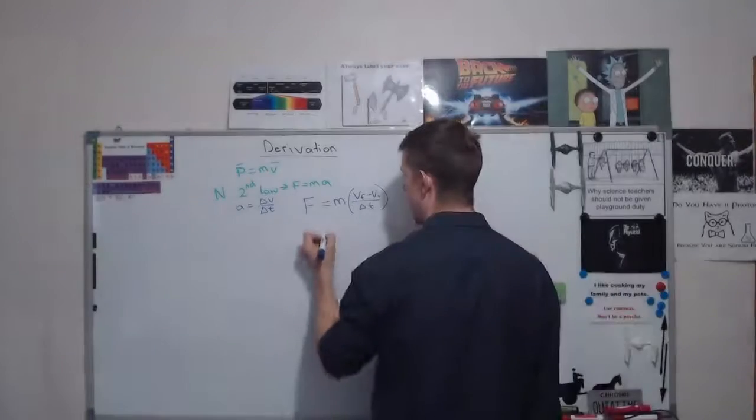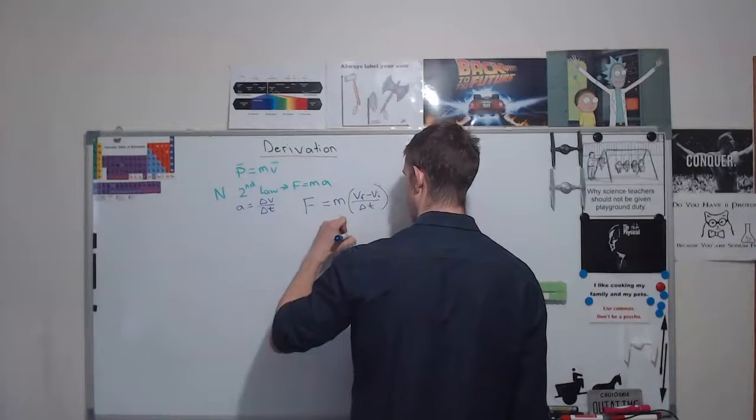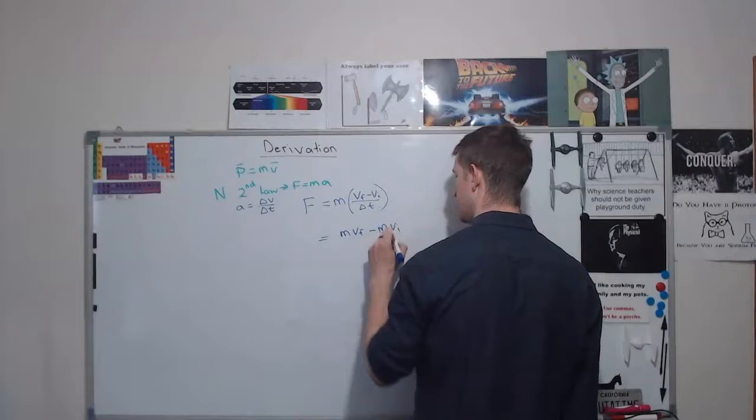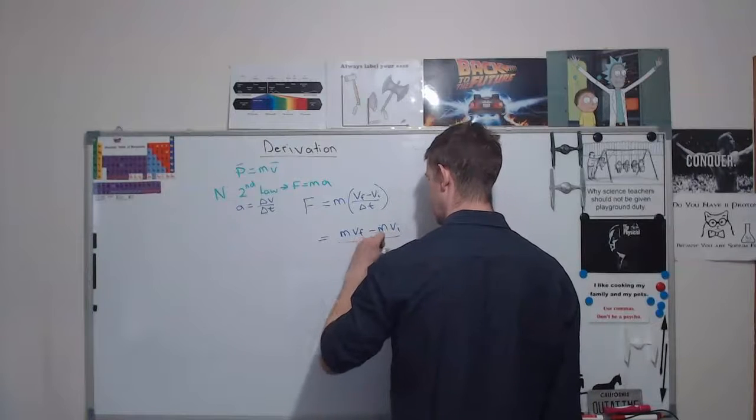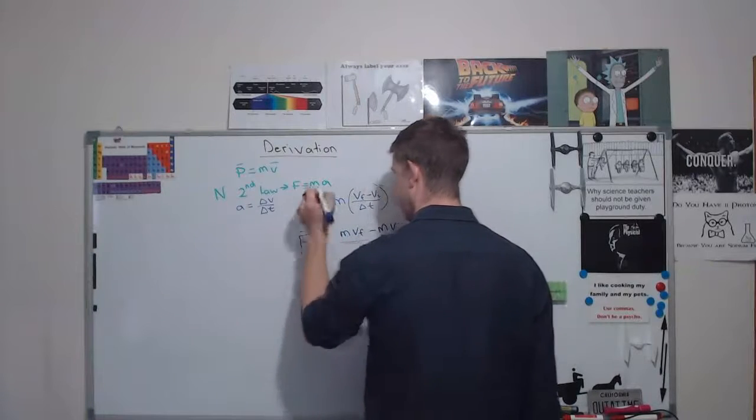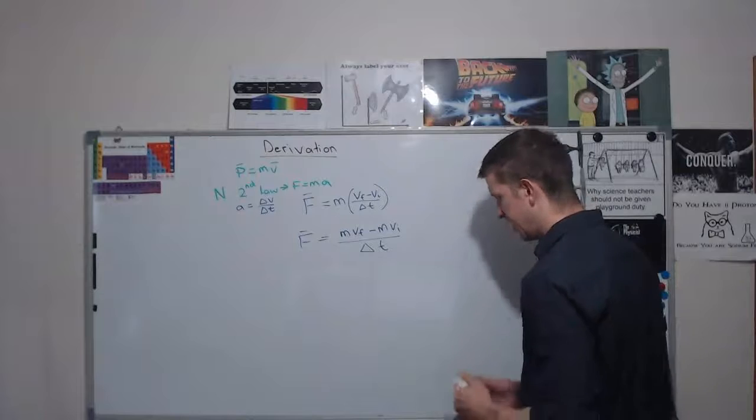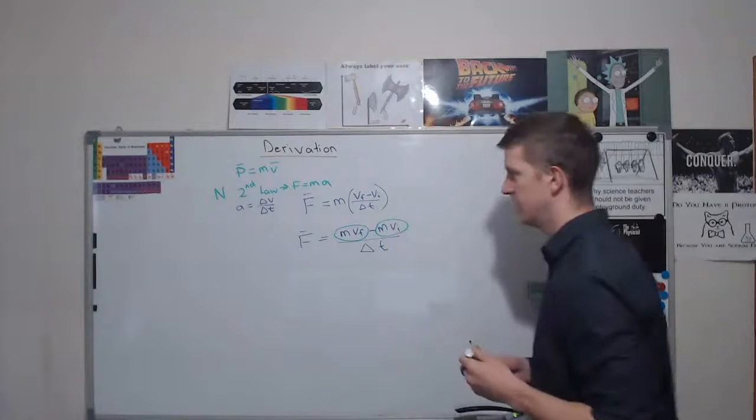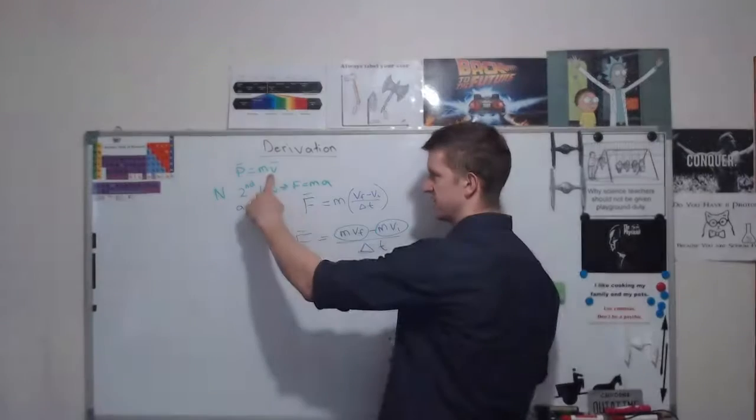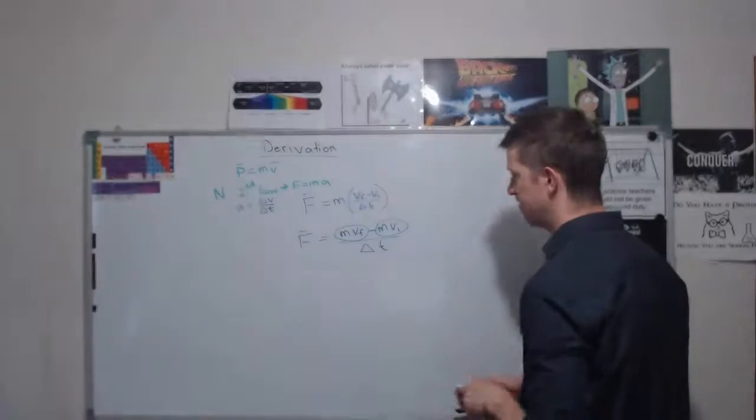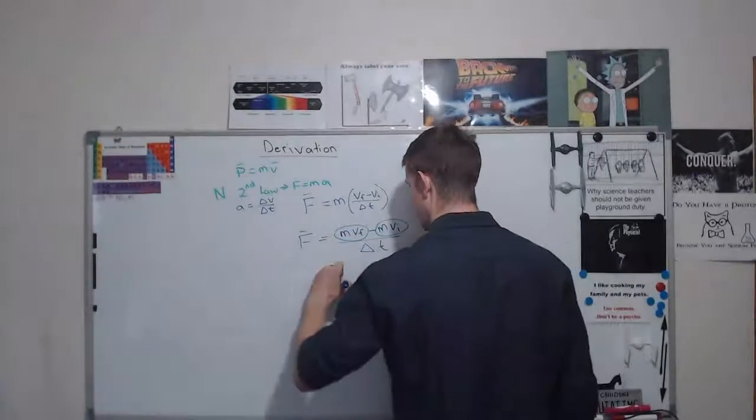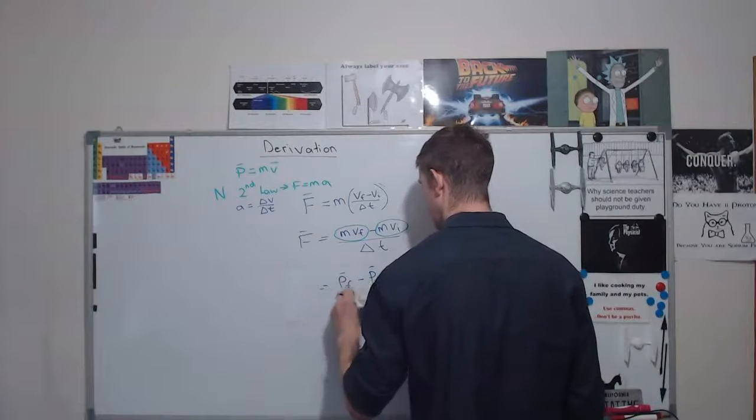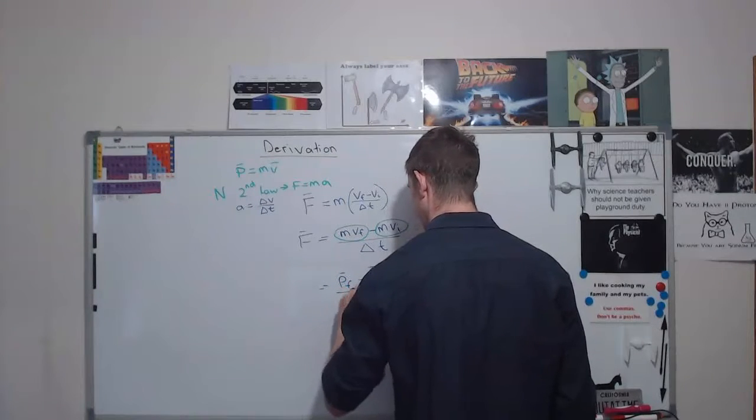But if we expand out, that's equal to mass times velocity final minus mass times velocity initial all over delta t. And here we've got mass times velocity, but mass times velocity is momentum. So therefore this is equivalent to momentum final minus momentum initial over the change in time.